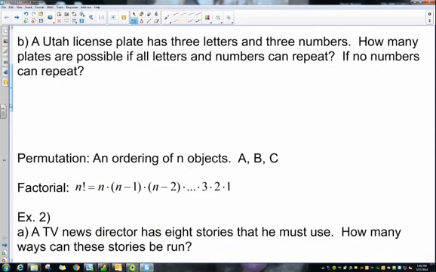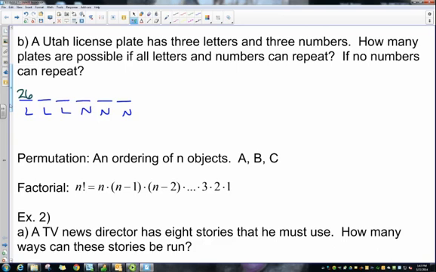Now the second one says a Utah license plate has 3 letters and 3 numbers. How many plates are possible if all letters and numbers can repeat? If you think about it, I've got 6 spots on a Utah license plate. The first 3 are letters, the next 3 are numbers. I can fill in how many possible ways each spot can be filled. With my first letter, I've got 26 possible letters that could fit in that spot. This can be a little confusing because only one is going to fit in that spot, but 26 could, so we have to use 26.